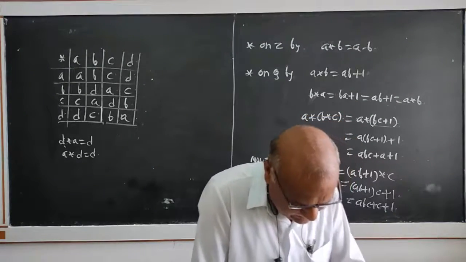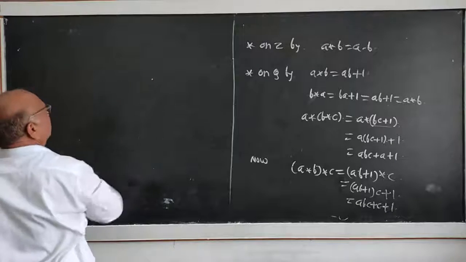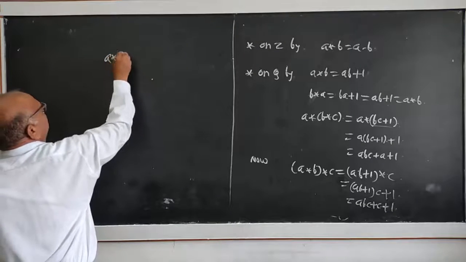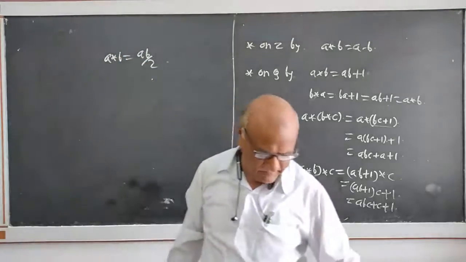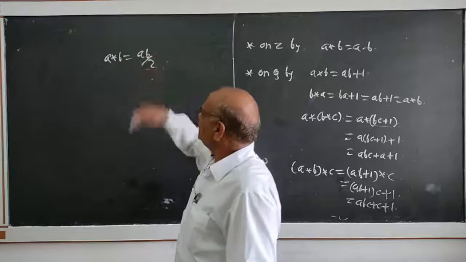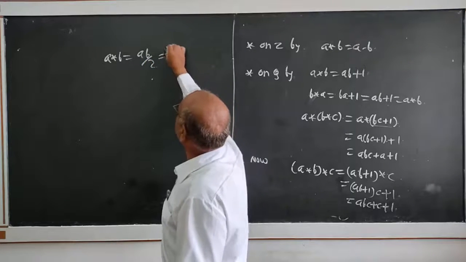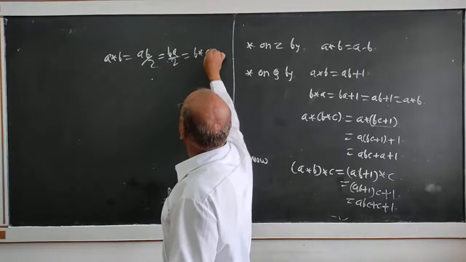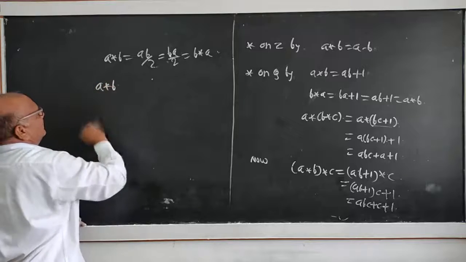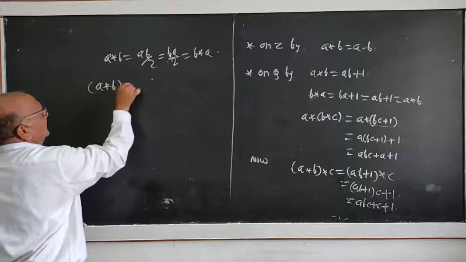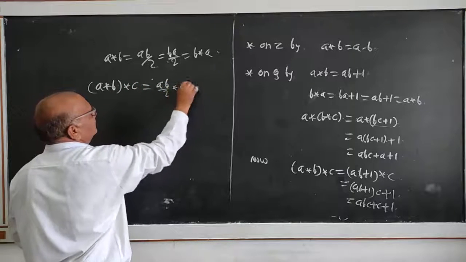Next example, star defined on Q by A star B is equal to AB by 2. Clearly, this is commutative. AB by 2 can be written as BA by 2 and this is equal to B star A. Here, (A star B) star C for associative. This gives (AB by 2) star C.